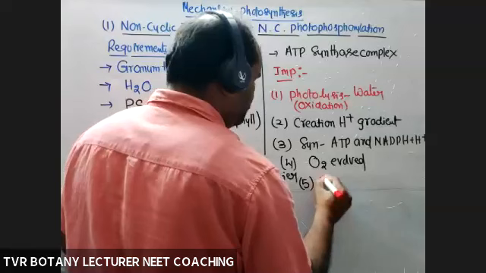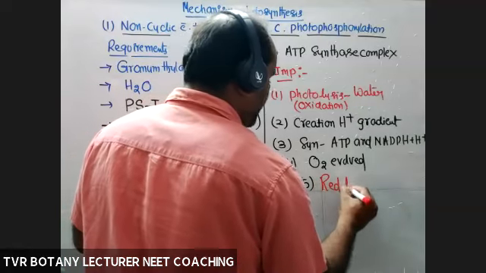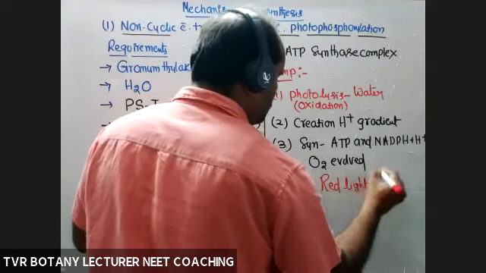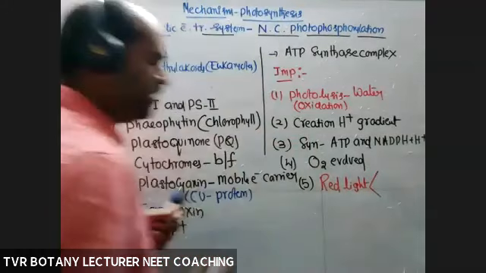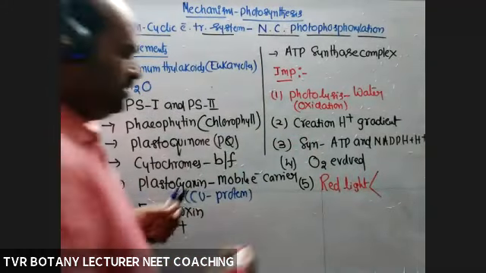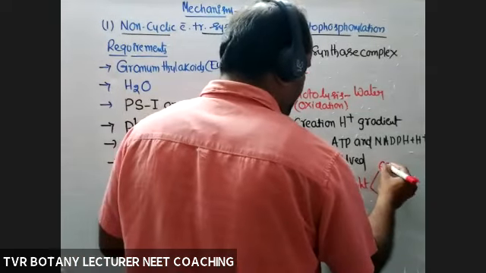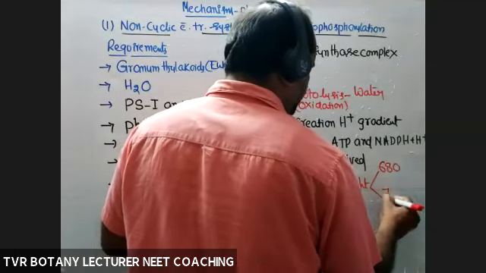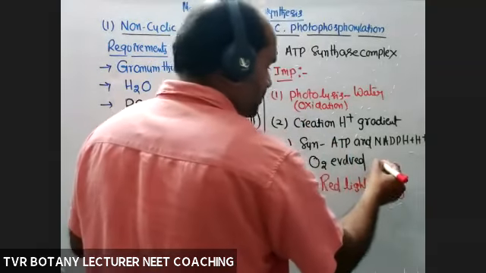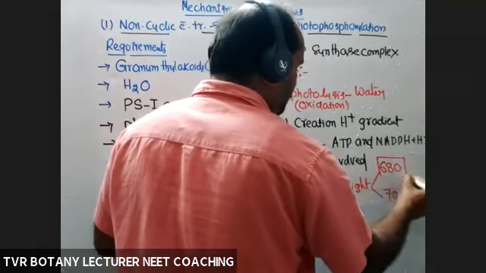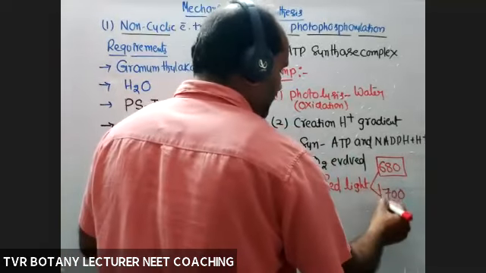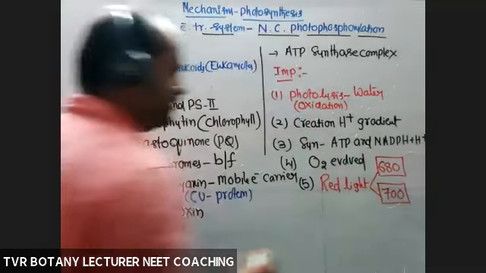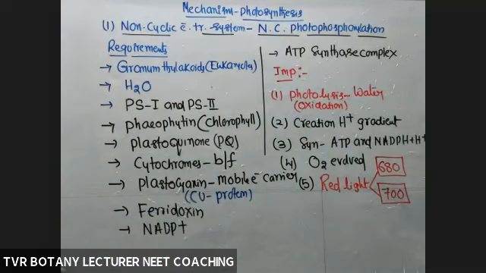Red light with two types of wavelength is required. One is 680 and 700. 680 is the shorter wavelength of red light, 700 the longer wavelength of red light. So in the presence of these two wavelengths of red light only, non-cyclic photophosphorylation is possible.